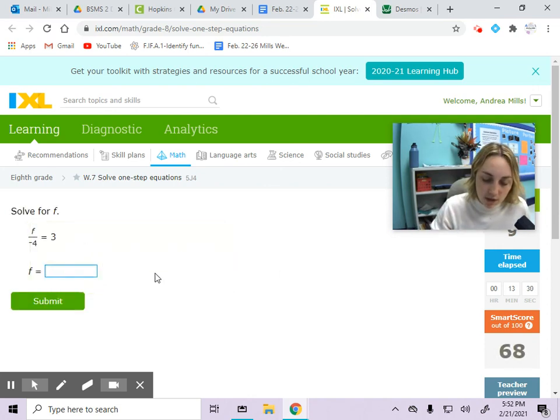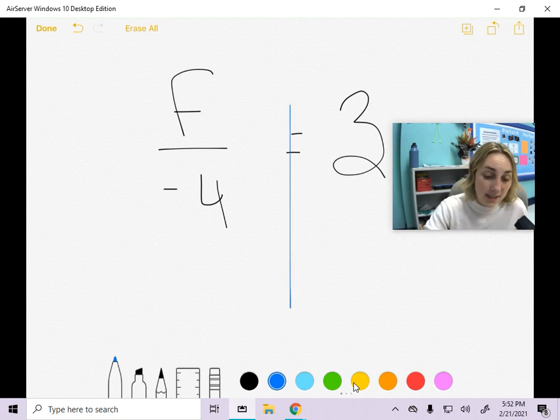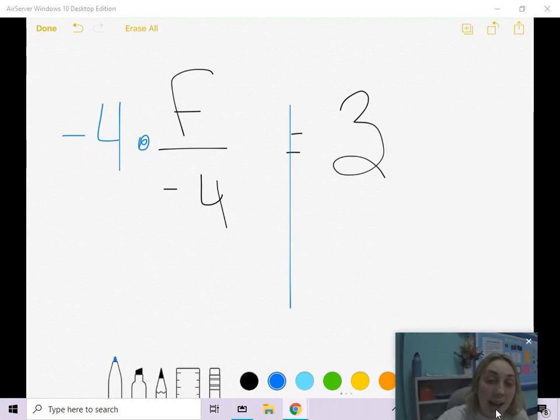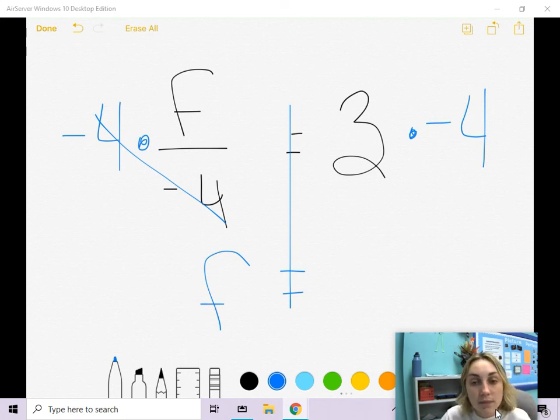Okay, and I'm going to do one more with y'all. This is again division. F is getting divided by negative 4, and that equals 3. The opposite of getting divided by negative 4 is multiplying it by negative 4. And if I do it on one side of the equation, I have to do this to the other side of the equation as well, okay? So again, these cancel out, and we have f left over. Now I need to multiply negative 4 times 3, and that would give us negative 12. So f would be negative 12.